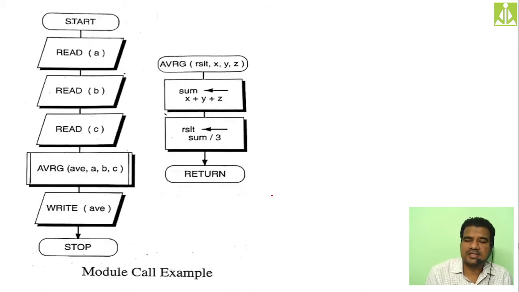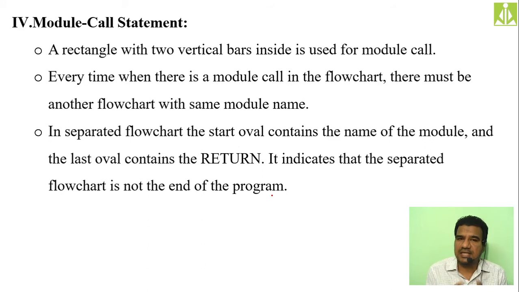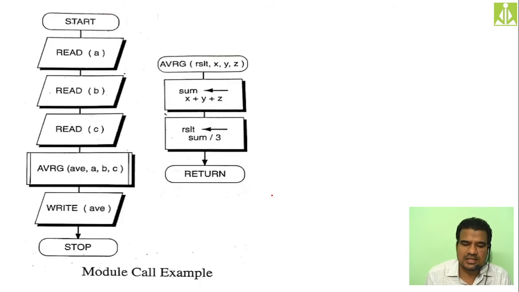Okay, so here is how we represent a module call: inside a rectangle we put two vertical bars. This is exactly your module call statement. Over here you can see a rectangle, and we kept two vertical bars inside it.